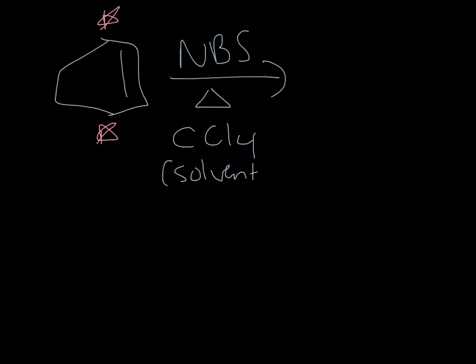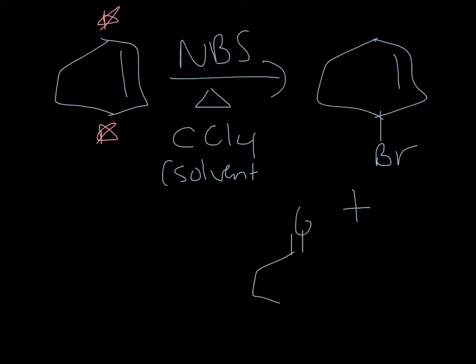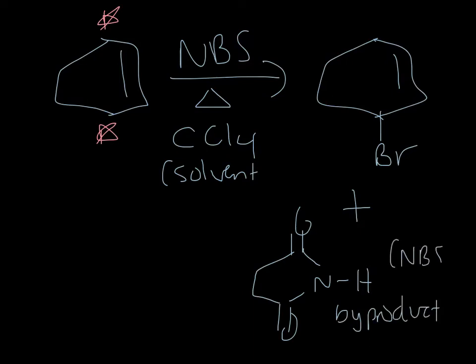Let me change back to blue here. So now my product will be the bromine at that allylic position, and I don't need to worry about any kind of competition from Br2 adding across the double bond. And then what ends up happening to the NBS is it ends up swapping out an H for a Br. So this is just our byproduct of the reaction that comes from the NBS.